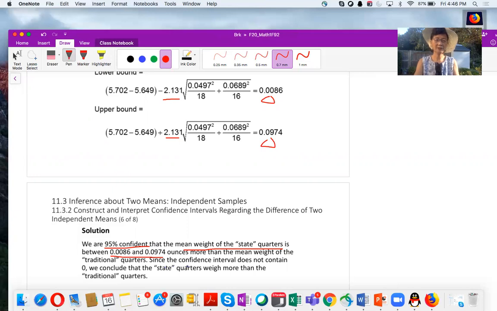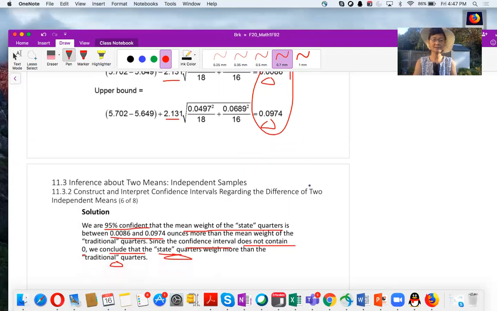Okay. Since the confidence interval does not contain 0, we conclude state quotas weigh more than traditional quotas. See, this confidence interval does not contain 0. If it contains 0, what is your conclusion? You conclude those two means are the same. But here, this interval does not contain 0. So you conclude one mean is greater than the other mean.